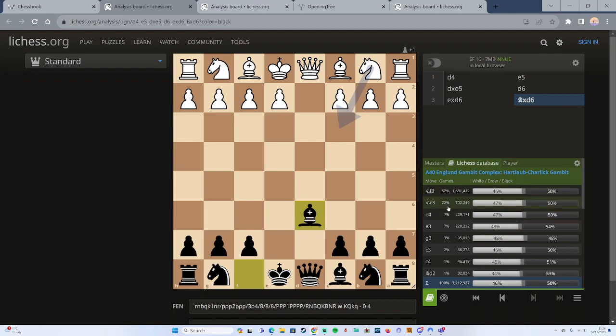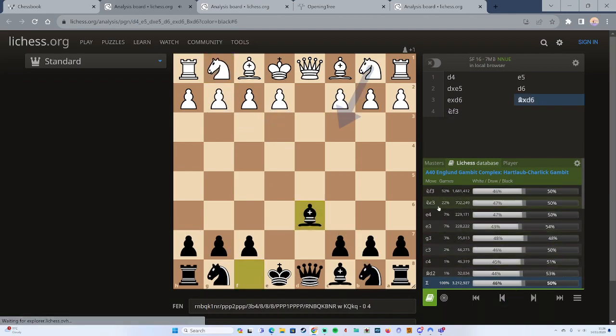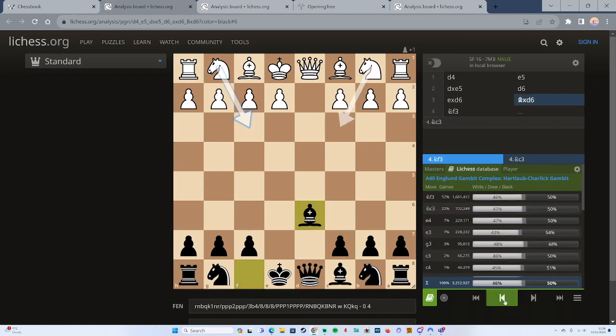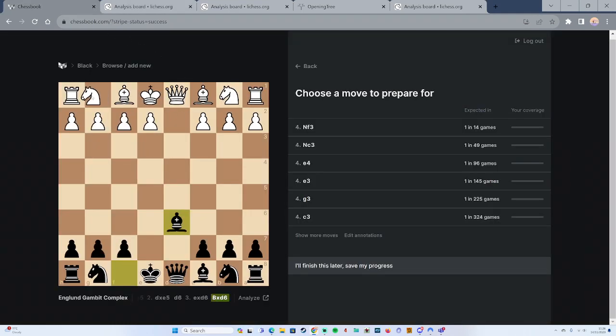So one of the interesting things here, we basically got two main moves that white tends to play. Like 52% of players play this. And then 22% of players play this. So we should definitely have some answers for what to do in that situation. So let's start with going with the main line. When they play this.